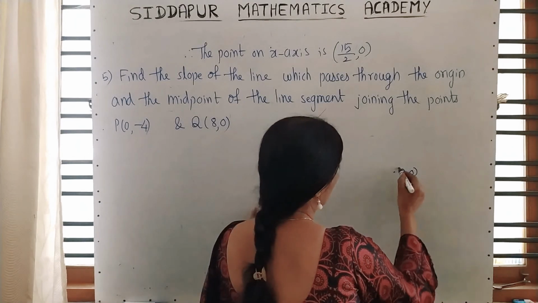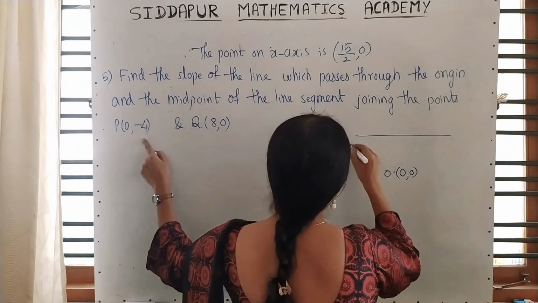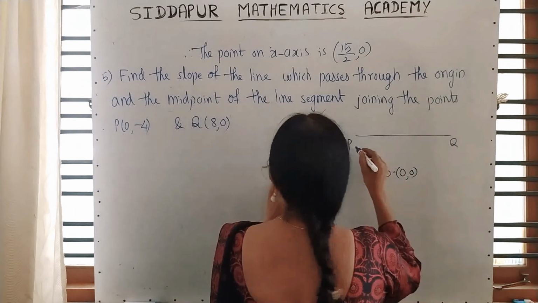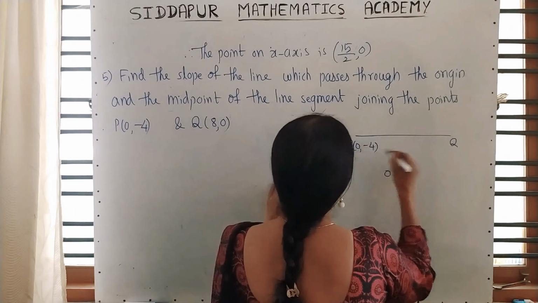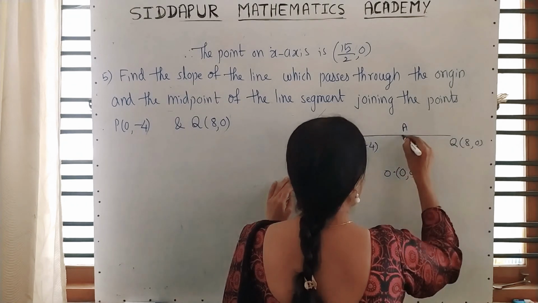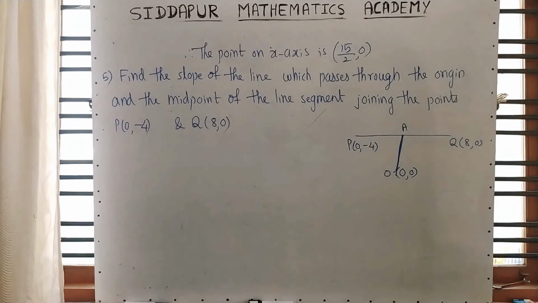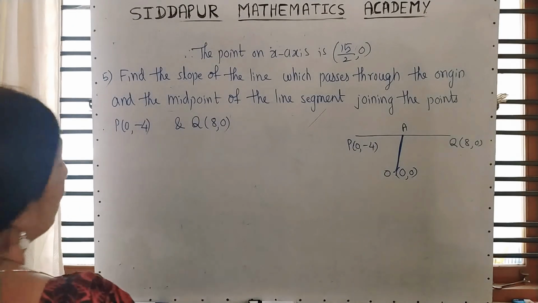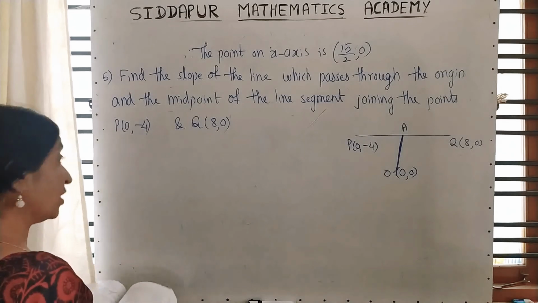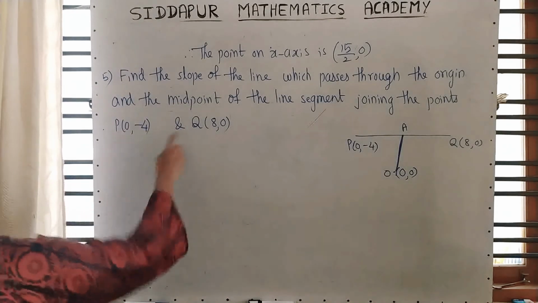One point is the origin and another point is the midpoint of these two. Midpoint of 0, -4 and 8, 0. Suppose this is the midpoint. We have to find the slope of these two. Read the question. We have to find the slope of the line which is passing through the origin and the midpoint of the line segment joining these 2 points.